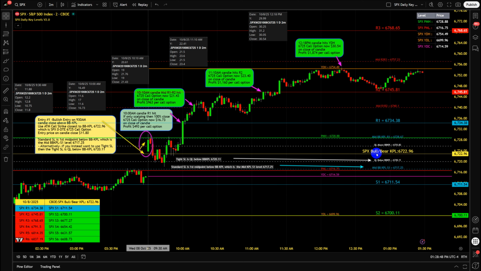So in this case, since it's the bull bear KPL, we simply look for this stop loss. The standard stop loss on our bullish trade is going to be the first midpoint below the level the trade was triggered from. So that's this mid BBKPLS1, 67.1725. It is recommended to use the standard stop loss.